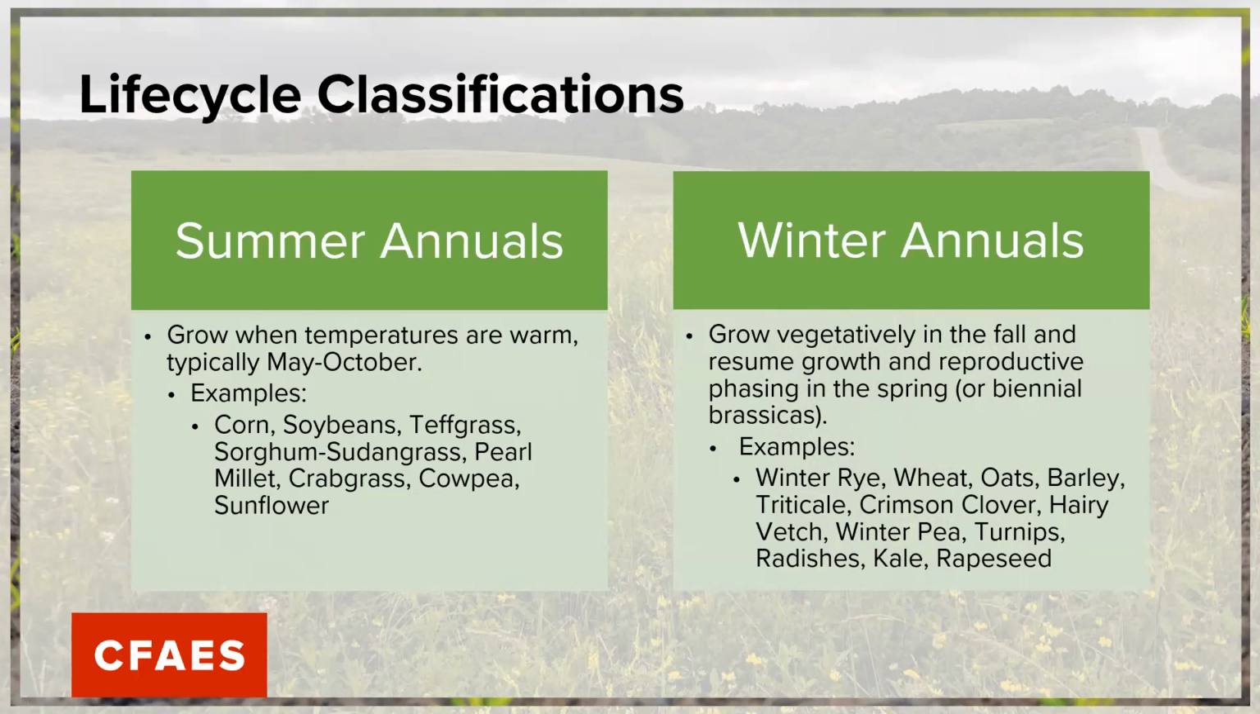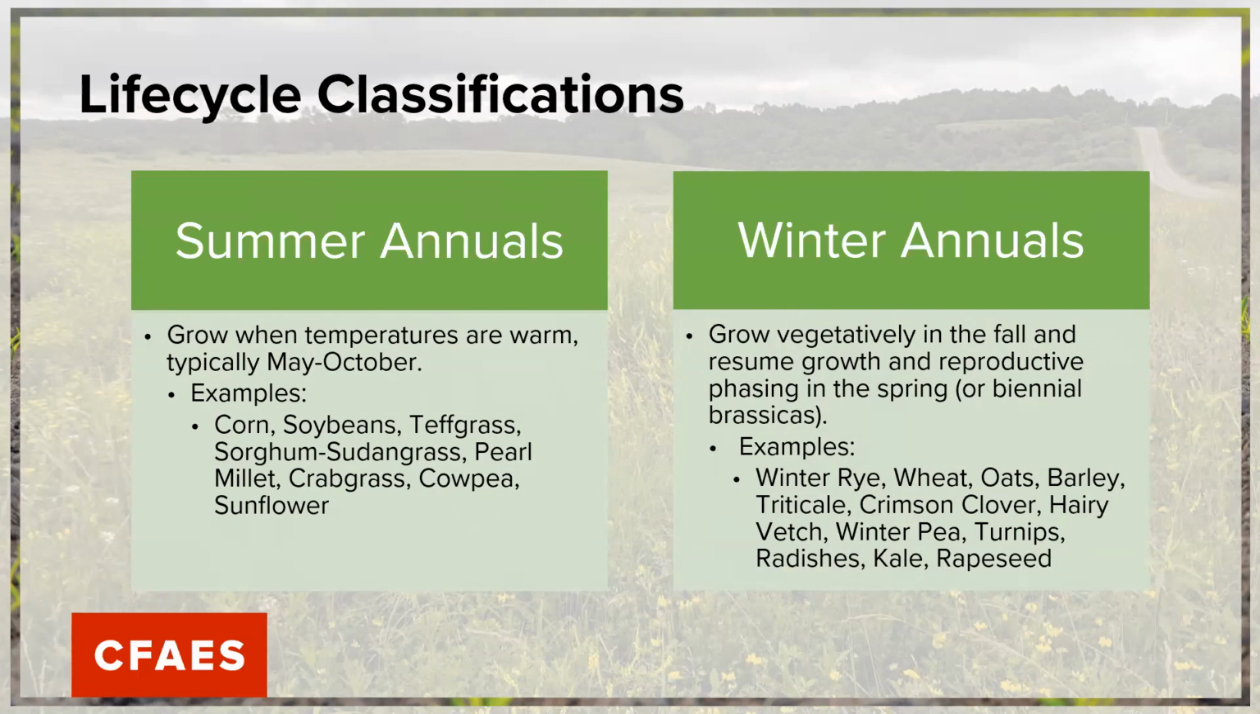In this category, like I mentioned, we group our biennial brassicas that we use for forage production in this group as winter annuals. And our small grains are usually in this category, but we also have some other winter annual plants that are less commonly used, including legumes like crimson clover, hairy vetch, winter pea, and then our brassicas as well.